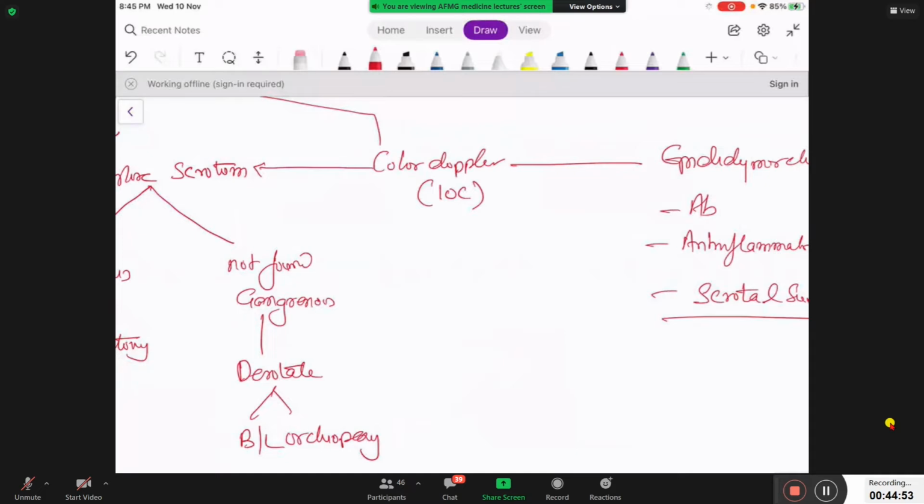But if the profile provided in a given question is not clear cut, some signs are given for torsion and some for epididymo-orchitis, then you are doubtful. So you will first do color Doppler and then decide.